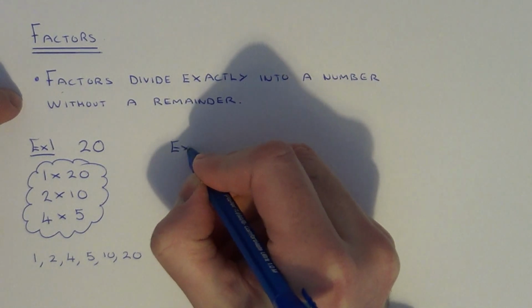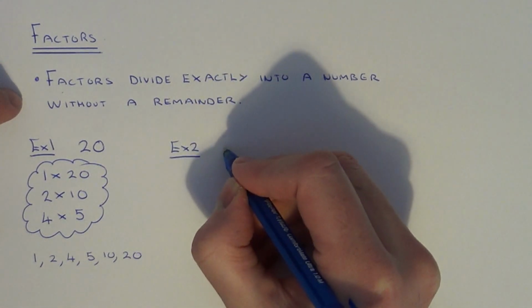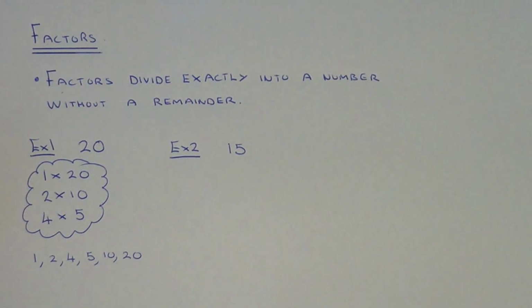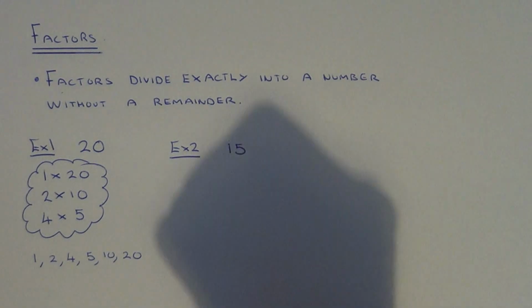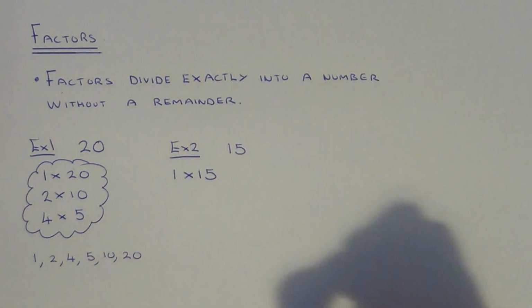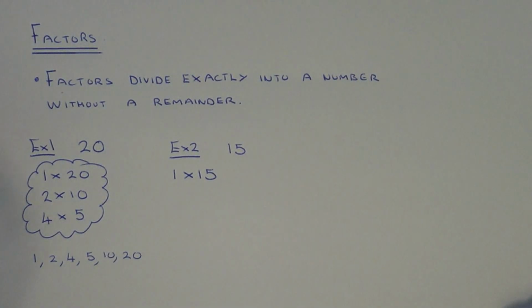So example 2. This time we're going to do all the factors of 15. Again, you start off with your 1 times table. How many times does 1 go into 15? Well, that's obvious. It goes 15 times. So 1 times 15 is our first factor pair. Next times table is your 2's. So let's go through our 2's. 2, 4, 6, 8, 10, 12, 14, 16.